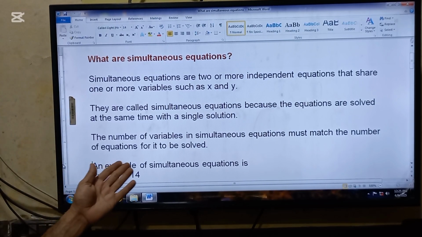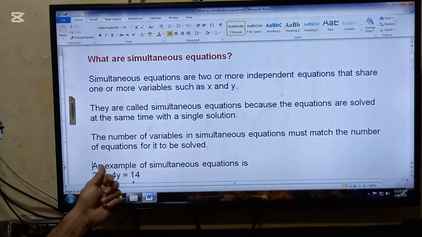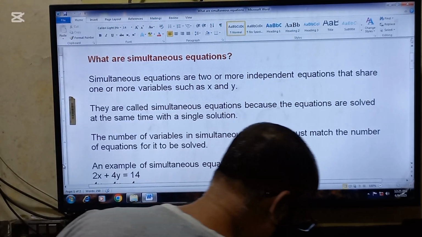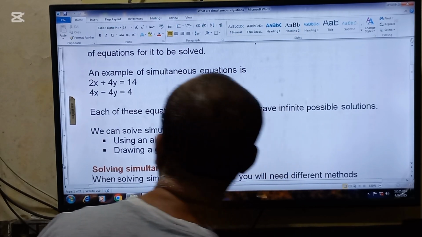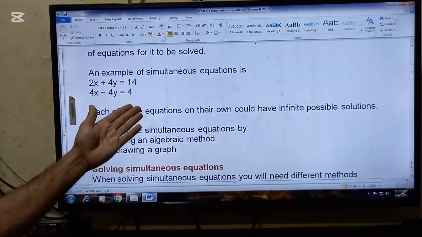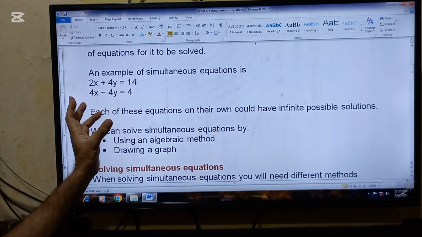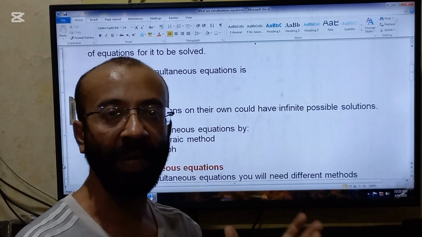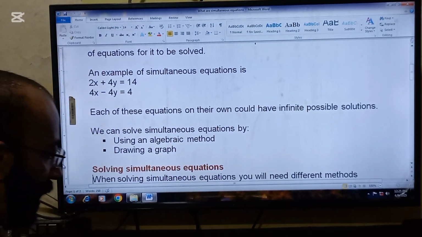The number of variables in simultaneous equations must match the number of equations for it to be solved. An example of a simultaneous equation is 2x plus 4y is equal to 14 and 4x minus 4y is equal to 4. So here you can see two unknown variables are involved and two equations are given. So these are called simultaneous equations.